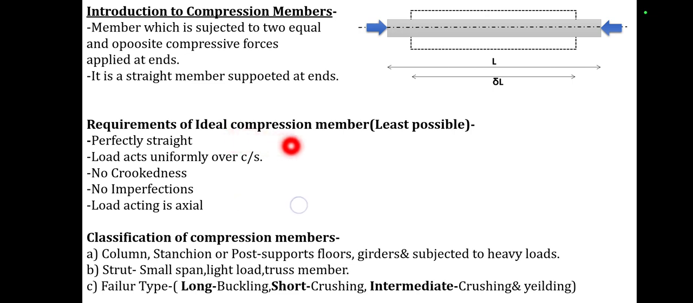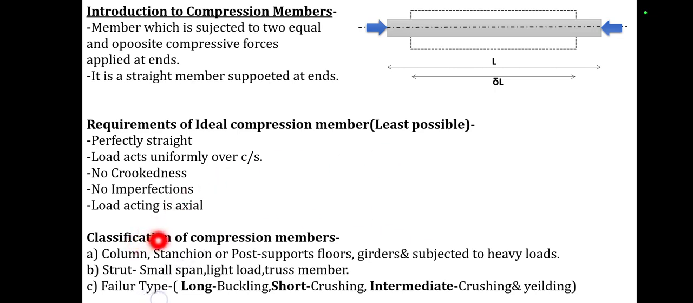Requirements for the ideal compression member. These are the least possibilities and some standard requirements for the compression member. First, it should be perfectly straight. Second, the load acts uniformly over the cross section. Third, there should be no crookedness. Then, no imperfections. And last, the load should act in the axial direction.